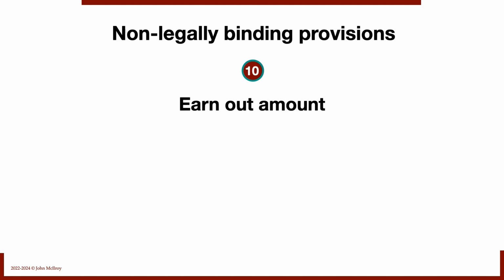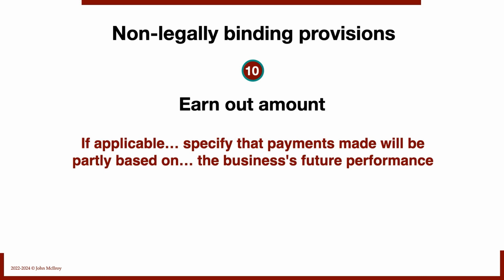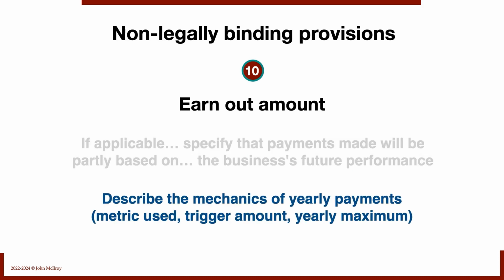Number 10, earnout amount. If applicable, specify that payments made will be partly based upon the business's future performance. And of course, you have to describe the mechanics of the yearly payments when it comes to earnouts, the metric that's used to trigger the earnout, the trigger amount, the yearly maximum, etc. If there's an earnout, make sure it's clearly explained.